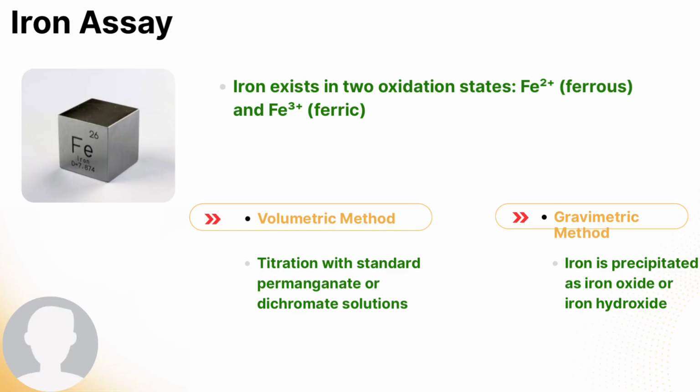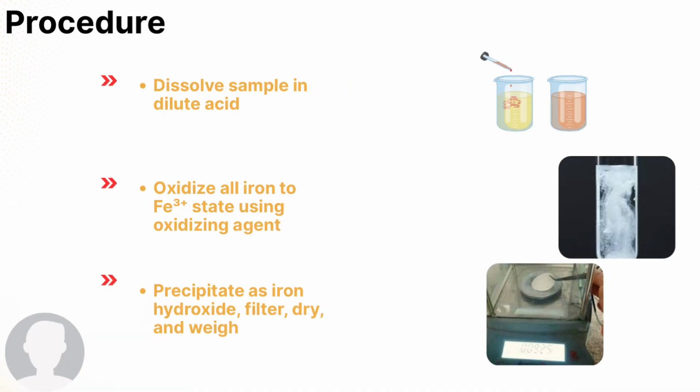Our final classical example is iron. Iron uniquely exists in two prominent oxidation states, ferrous and ferric. It can be quantified gravimetrically by precipitating it as an oxide or hydroxide. However, it is highly suited for volumetric methods involving rapid titrations with standard permanganate or dichromate solutions.